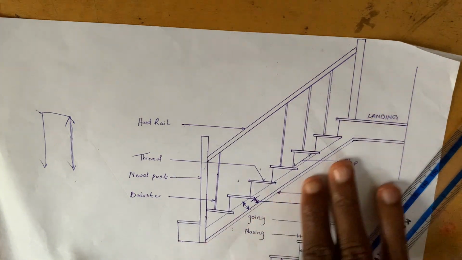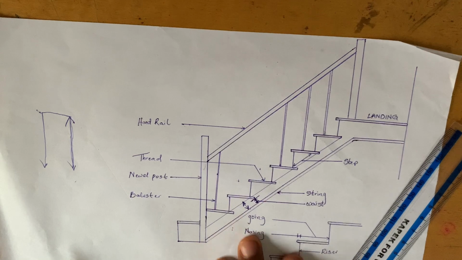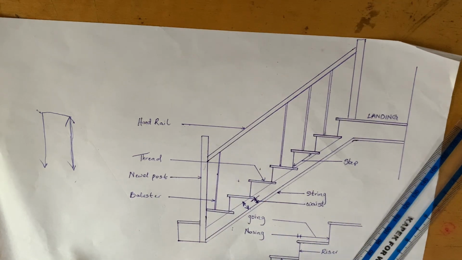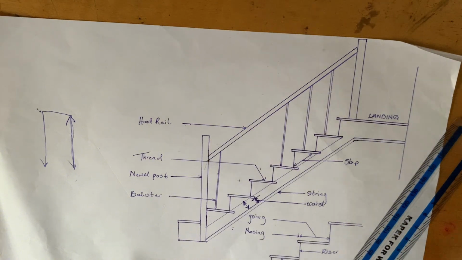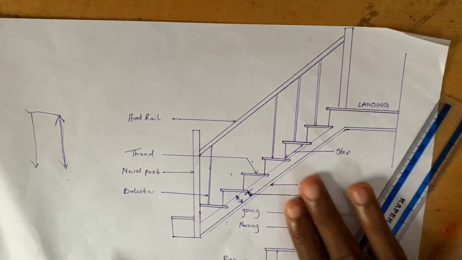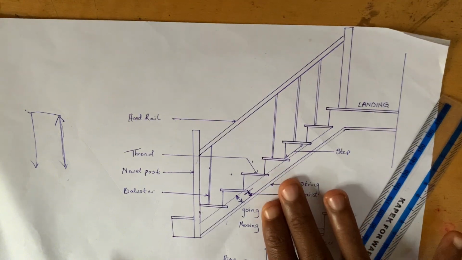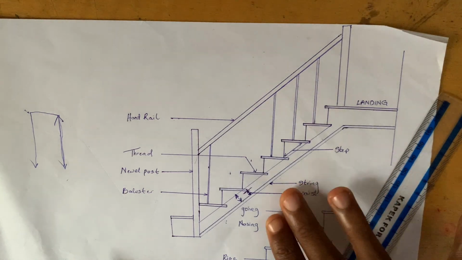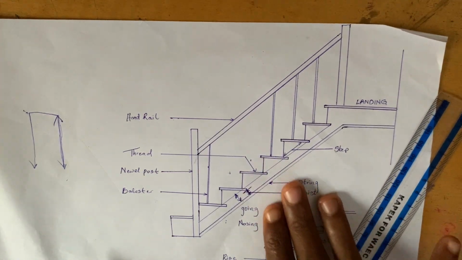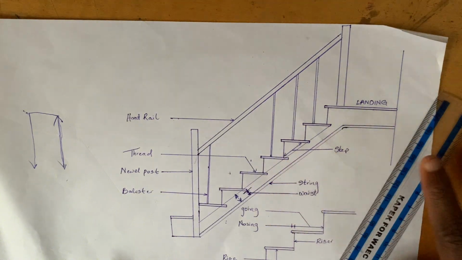Now, after knowing all this, the next thing we're going to be treating is the string. This string is underneath the staircase. If you go to your staircase, just go underneath it. That part of the staircase underneath is called your string, or the soffit.